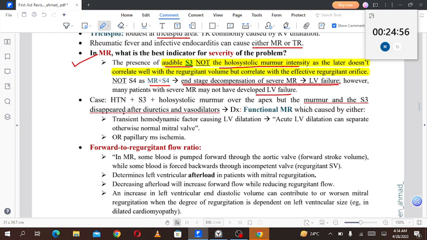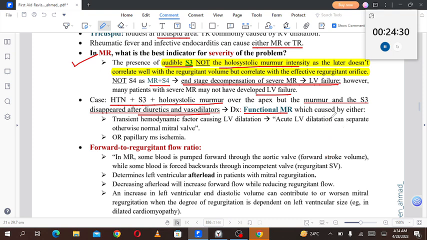Now, there is a case of a person having hypertension plus S3 plus a holosystolic murmur over the apex, but the murmur and the S3 disappeared after diuretics and vasodilators. So what is the diagnosis? It is functional mitral regurgitation, which means that there is no problem with the mitral valve. The problem is that there is volume overload, and due to the volume overload, the left ventricle is expanded so much that the cusps of the mitral valve are not coming close to each other. That is why there is a functional sort of mitral regurgitation.